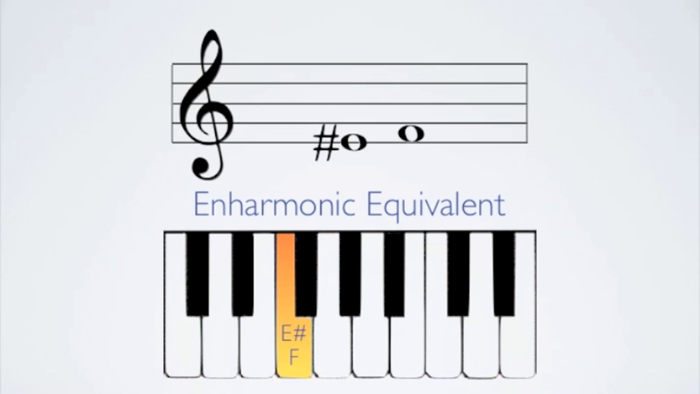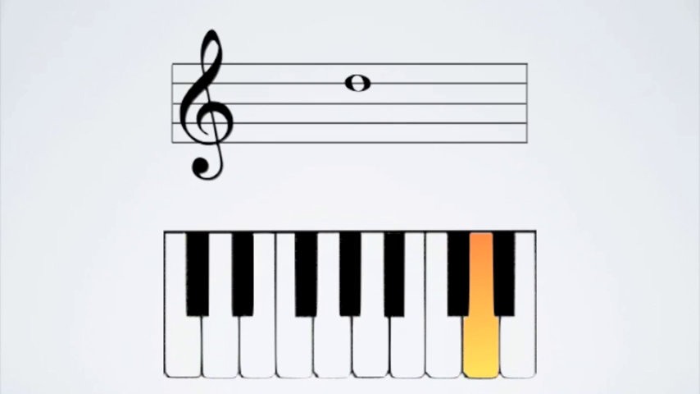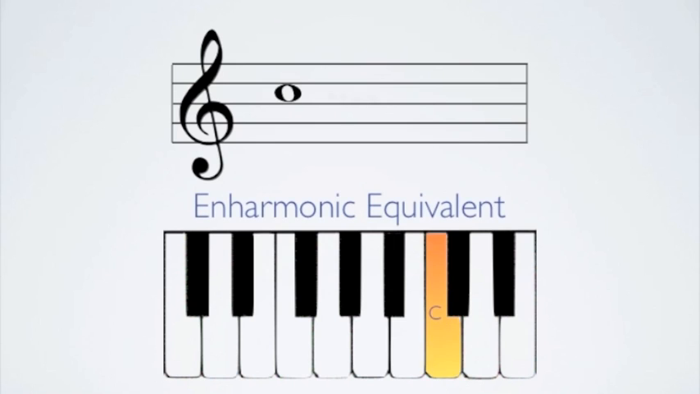A double flat looks just like it sounds, like two flats, and it lowers any note by 2 half steps. So if we start with the note D and add a single flat, we get the note D flat. But if instead we have a double flat, that D has to be lowered by 2 half steps. And this note actually has 3 potential names: C, B sharp, or D double flat.